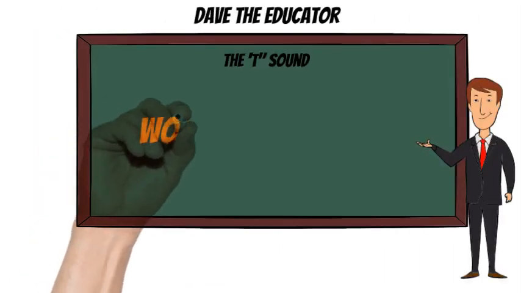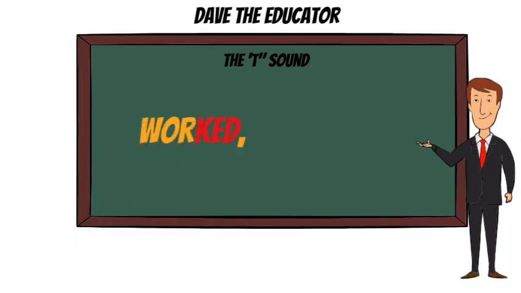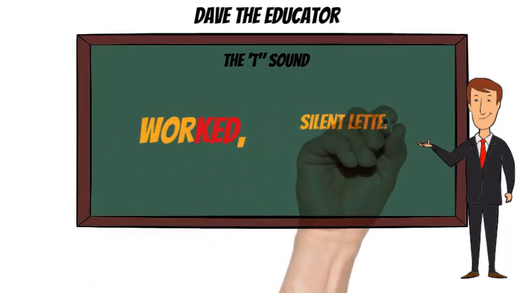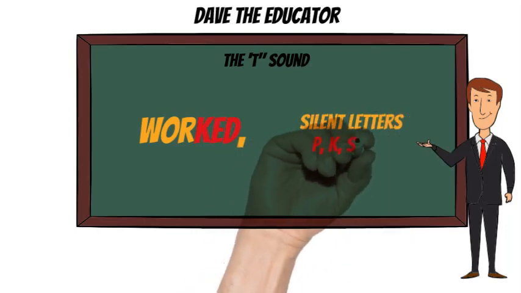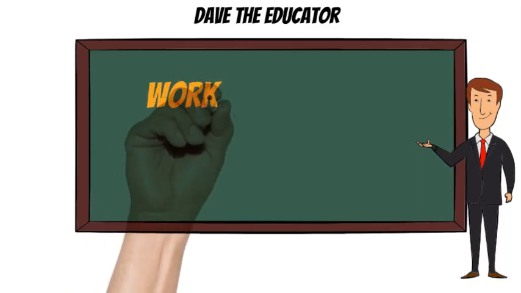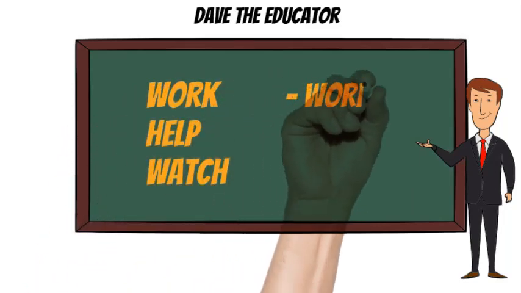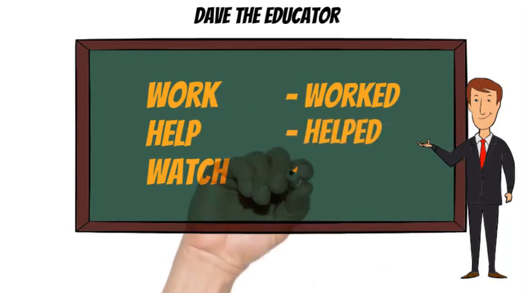First, let's look at the T sound. We use this sound when the verb ends in these voiceless sounds, P, K, S, F, and CH. For example, work becomes worked, help becomes helped, and watch becomes watched. Listen to the T sound at the end.